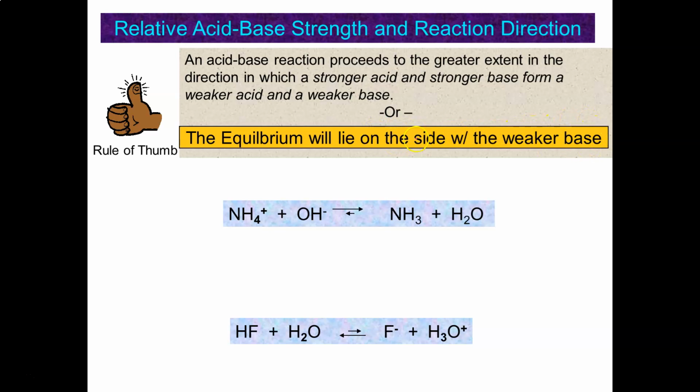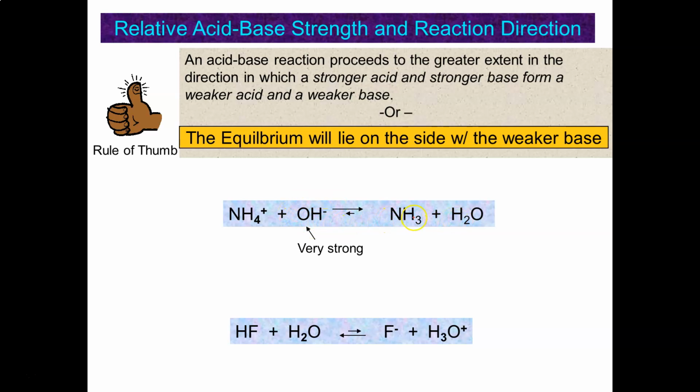If you have some more information like Ka and Kb values, you could figure it out that way too. But if you're just looking at it something like this, you could easily figure out, like in this first reaction here, what side does equilibrium lie on. So you know hydroxide is a very strong base, right? And that's what makes a lot of things basic, is that OH ion.